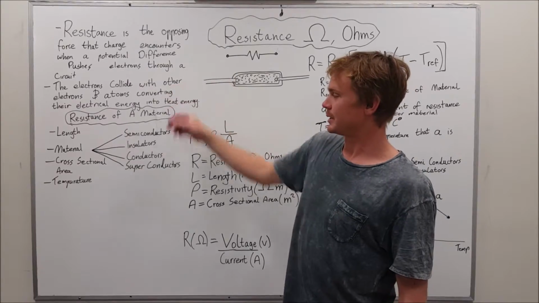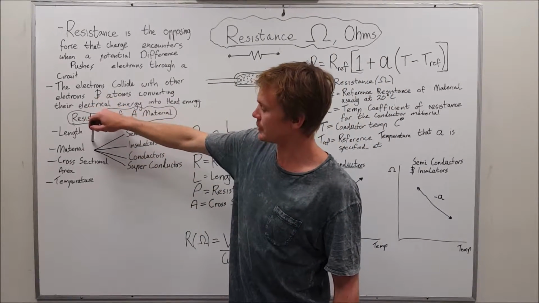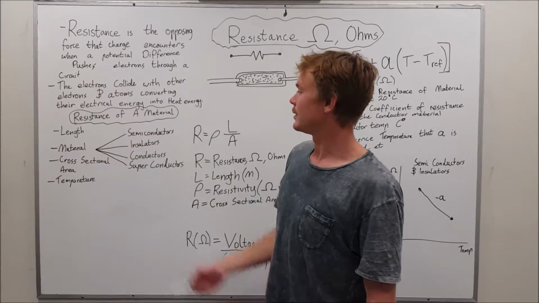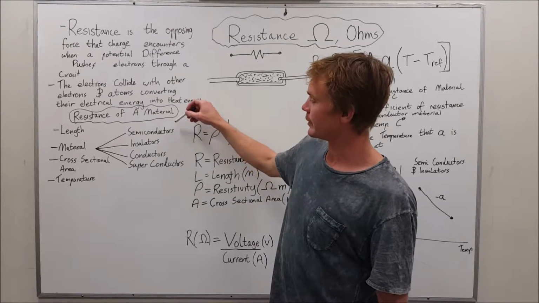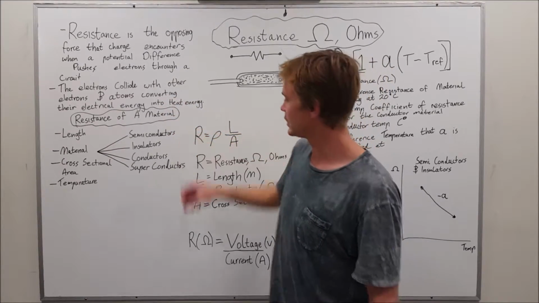The resistance of a material is determined by the material's length, the material type, the material's cross-sectional area, and its temperature. There are various types of resistive materials, such as semiconductors, insulators, conductors, and superconductors.